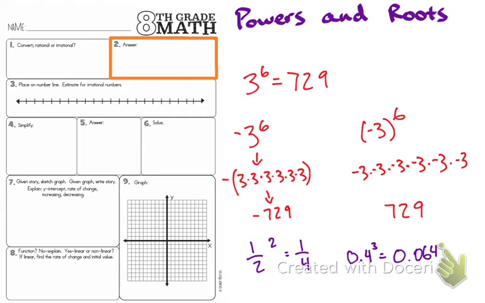Things like 1/2 squared. Well, 1/2 squared would simply be 1/2 times 1/2, and that would equal 1/4. Or maybe something like 0.4 to the 3rd power. Well, that would be 0.4 times 0.4, which would give me 0.16, and then I would multiply that by 0.4 one more time, which would give me 0.064. So we're going to treat all of those things exactly the same, and you are, again, more than welcome to use your calculators, even on problems like that.